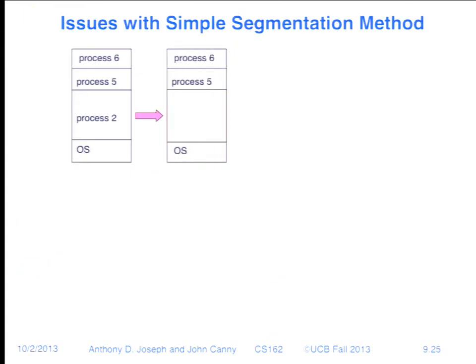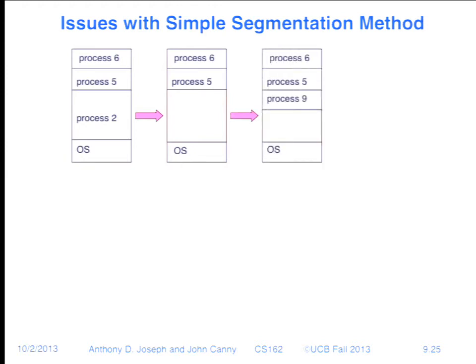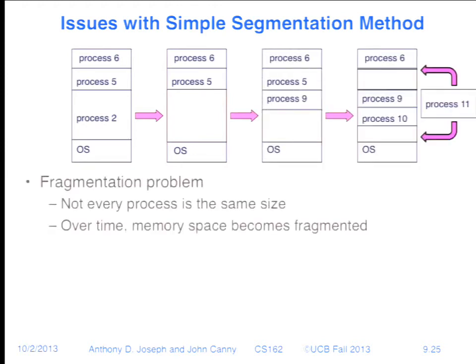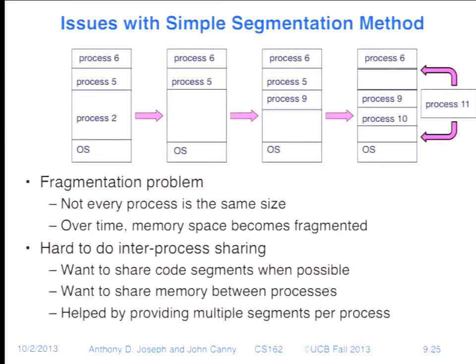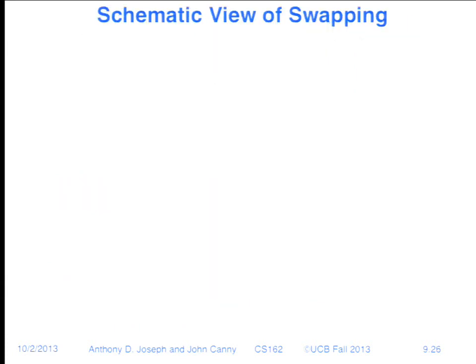All right. So the simple segmentation has a number of issues. Fragmentation is one. You can see that as I add processes and remove them, I create holes in memory, as with any other allocation task. And sooner or later, I'll get a problem of not being able to fit something in memory. The segmentation we've described allows arbitrarily large chunks of memory, and that can lead to arbitrarily bad fragmentation.